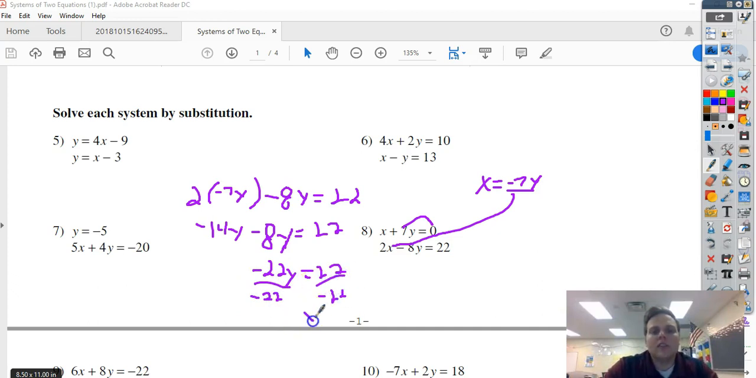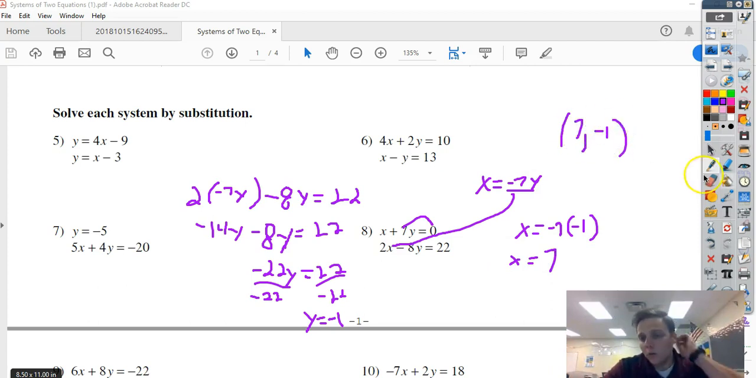And you get y equals negative 1. Now you just got to solve for x. Well, to solve for x, I already know that x equals negative 7 times y. I know that y is negative 1. So I can say x is equal to negative 7 times negative 1. Well, negative 7 times negative 1 is just 7. So I get the point 7 comma negative 1. Boom! Alright, let's move on.